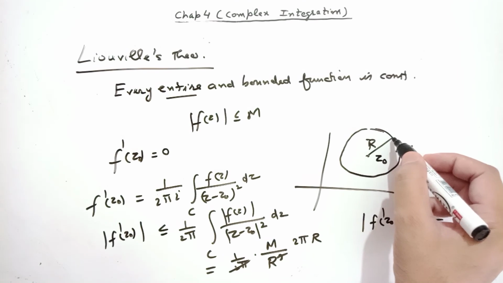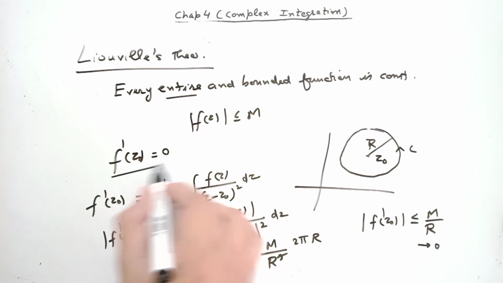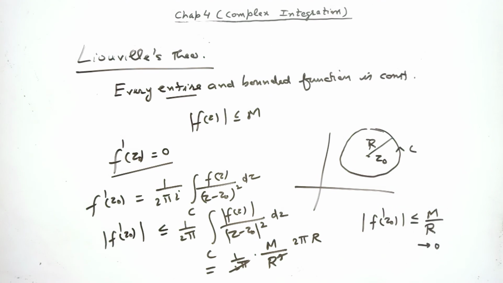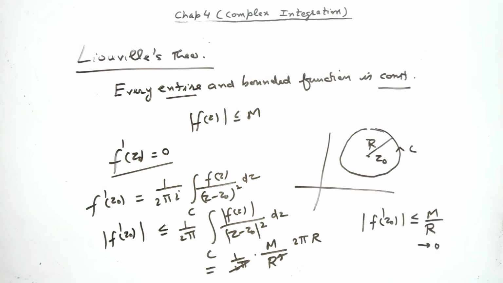R is at our discretion. I could choose R very large. If R goes to infinity, this goes to 0. So this shows that f'(z0) is 0. So I chose an arbitrary point z0 in the complex plane and showed that its derivative at this point is 0. It means f(z) is constant.